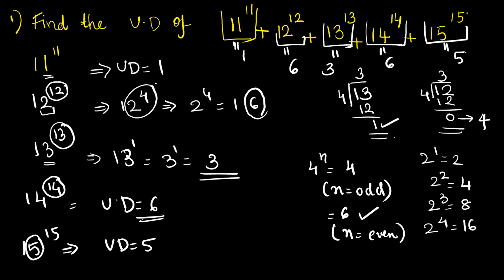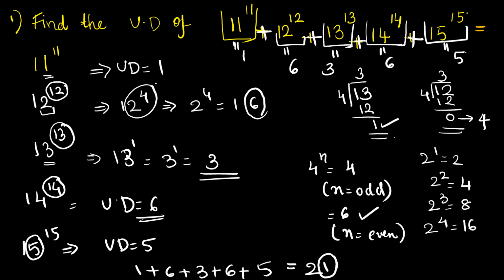Next what we have to do is add all these unit digits, that is 1 plus 6 plus 3 plus 6 plus 5, which is equal to 21. And what is the unit digit here? The unit digit is 1. Therefore the final answer is equal to 1. This is the unit digit. So this is how we find the unit digit of any expression.